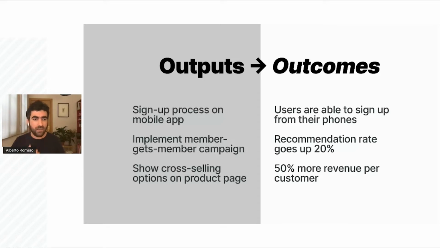And so, for instance, instead of thinking about your sign up process, implementing a sign up process on the mobile app, think about, okay, we need to get users to be able to sign up from their mobile phones. Or instead of directly thinking about showing cross-selling options on the product page, talk about getting 50% more revenue per customer. And I think this leaves more room for execution teams, design, technologists, to use their creativity when we are in execution phase.